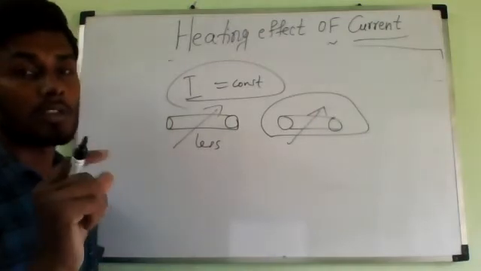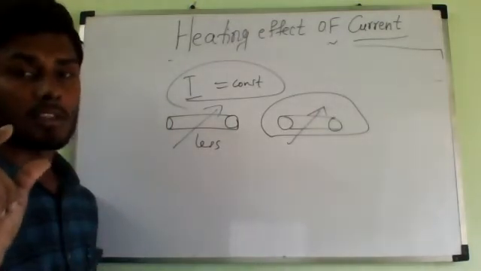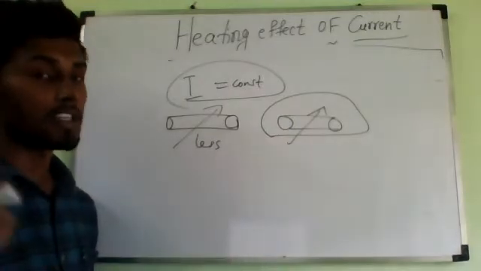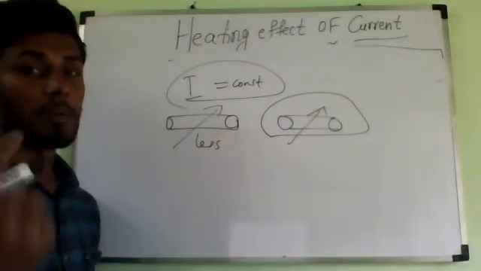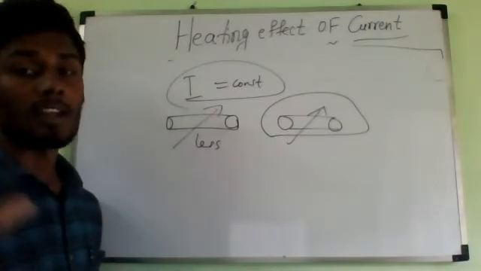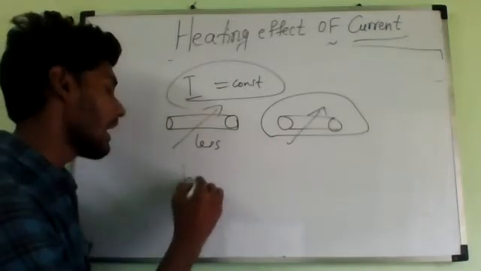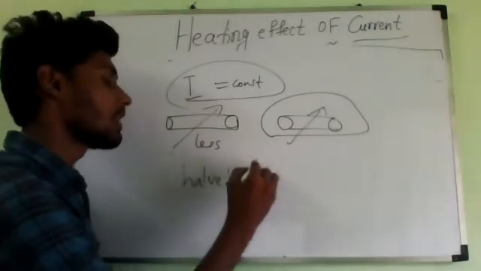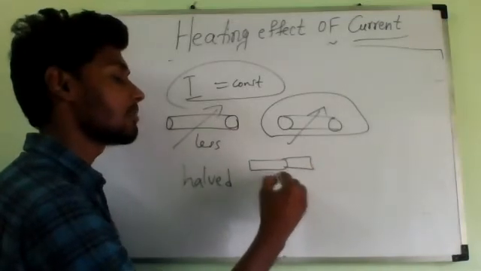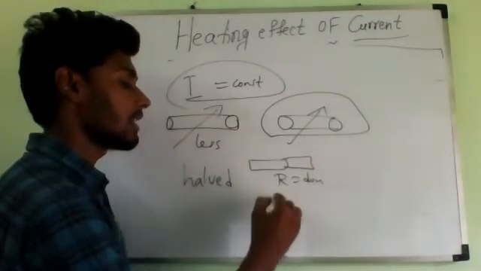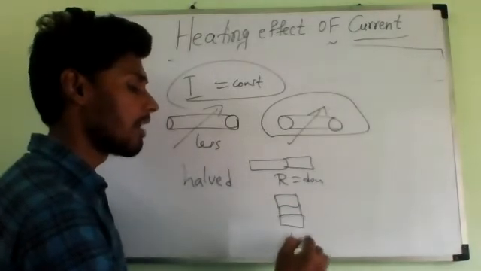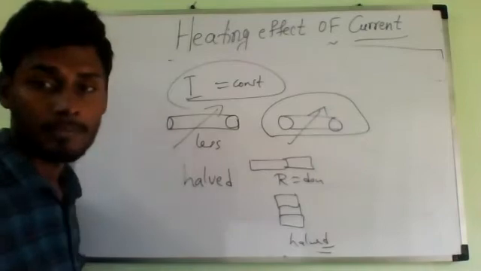So we know that when 2 similar resistance wires are connected in series, their combined resistance will become double. But when they are connected in parallel, the combined resistance will become half. That is also something you have to remember. So the same 2 equal resistors, when connected in series, the resistance will become double. If they are connected in parallel, then the resistance will become half.